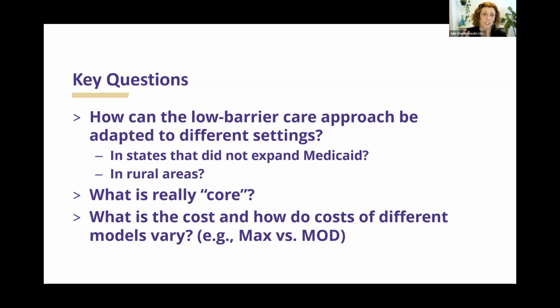So not just how much does it cost, but also what about different models like Max Clinic, the standalone, very high intensive, versus MOD, which is integrated into the main clinic and just the walk-in care, and how those relate, of course, to the patient outcomes.